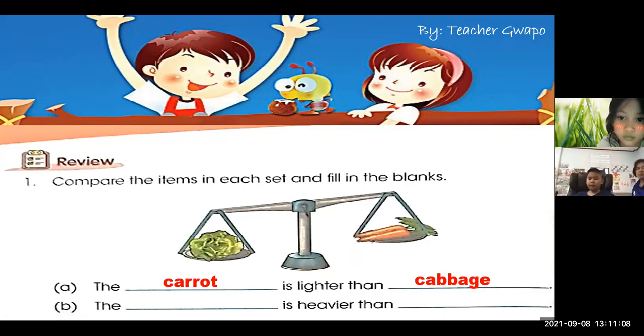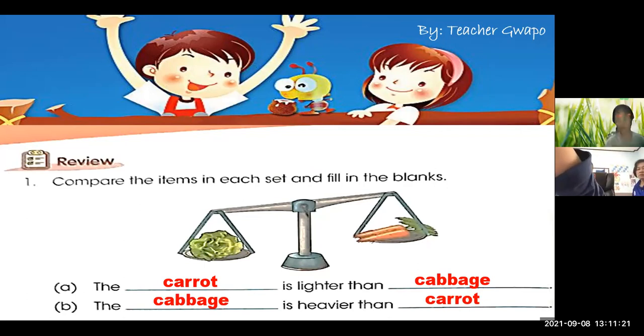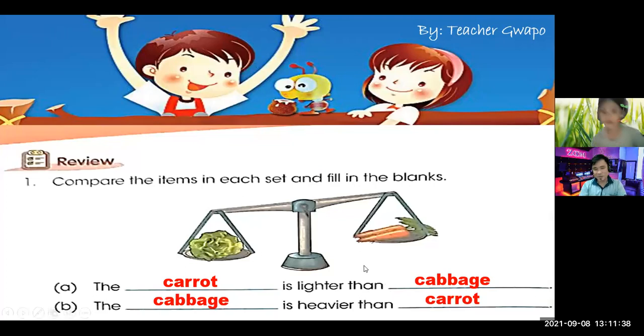The cabbage is heavier than the carrot. Okay, it's only a review, don't worry. What is heavier in Thai? Nakwa. So the cabbage is heavier than carrot. What is it in Thai? I don't know what cabbage means, so I will pass. There are so many kinds to call, and I don't know them all. Okay, let's just proceed.